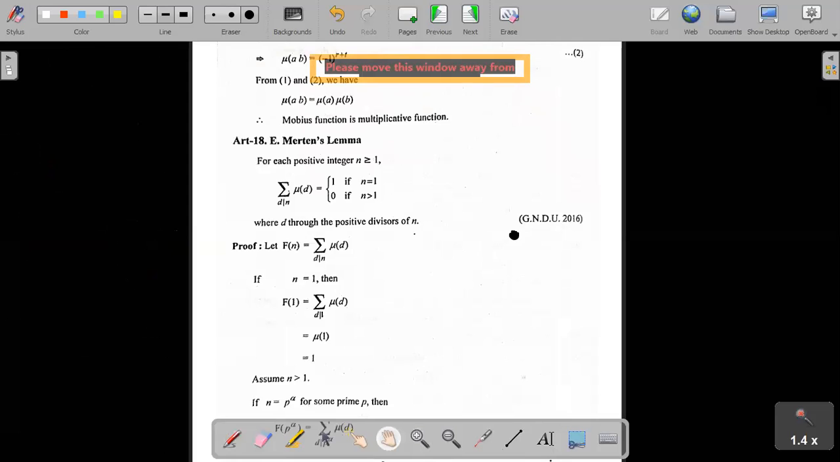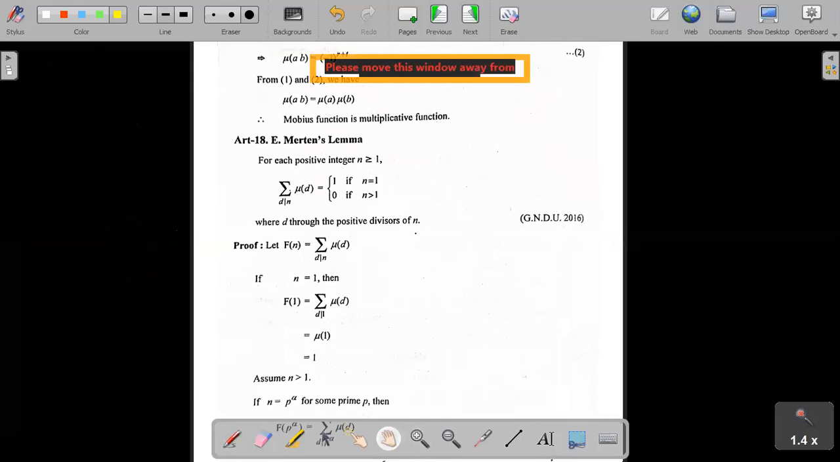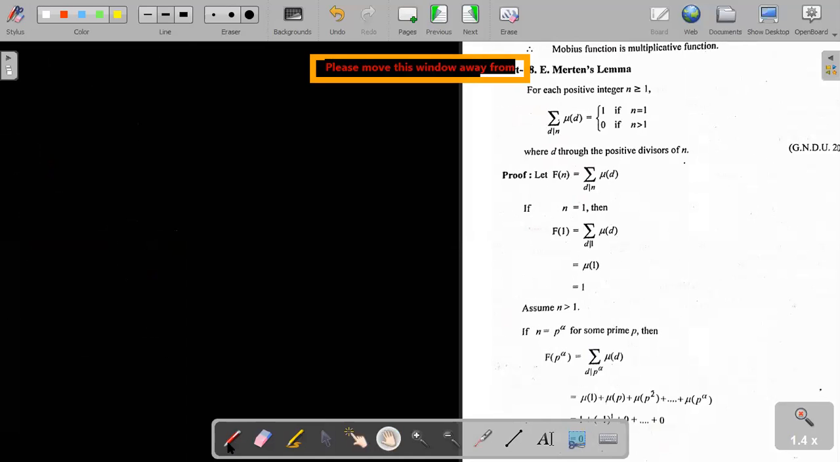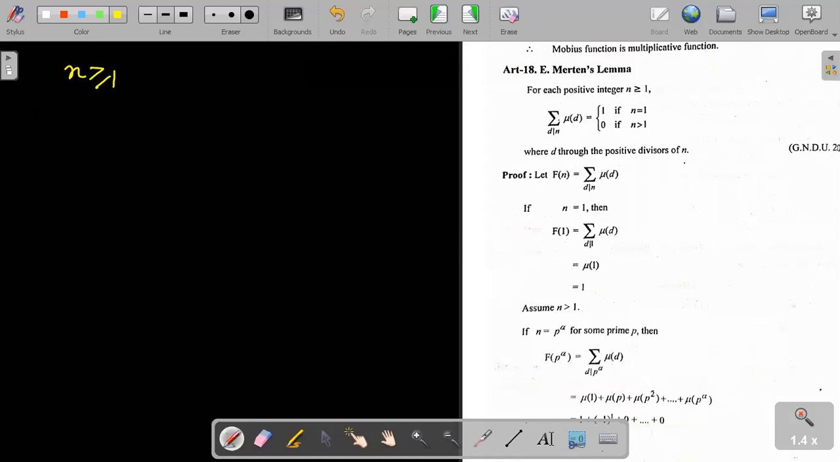Okay. So now the next lemma, if you see, it has come in GND also. So I mean, this is Merton's lemma. So just ऐसे questions भी करेंगे. So in इस chapter में इस तरह questions भी हैं. So we just have to apply the definition. So what does lemma say? So for each positive integer n greater than or equal to 1, so what we have to prove?